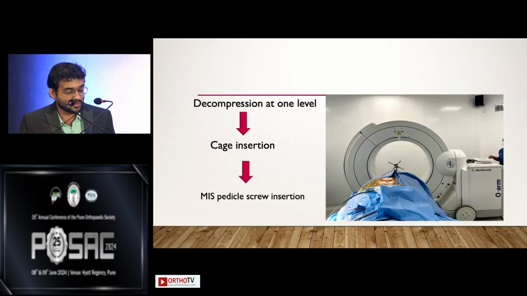So for the UB TLIF, we first do the decompression. Decompression is followed by the cage insertion through the working portal, and after the cage insertion, we put the MIS pedicle screws. The ipsilateral pedicle screws are put through the same viewing and working portal, and we take two separate incisions for the opposite side pedicle screws.